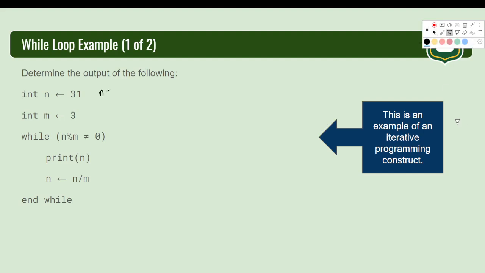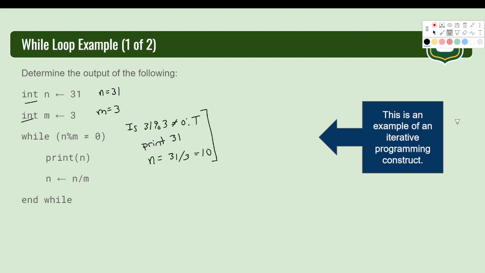Here we have n is 31, m is 3. Is 31 mod 3 not equal to 0? Remember, mod is the remainder. 3 goes into 31 10 times with a remainder of 1. So this is 1, which is not equal to 0, so that's true. That means it's going to print the value of n, and then it's going to change n to 31 divided by 3. Because these are integers, this is integer division, so this is 10.